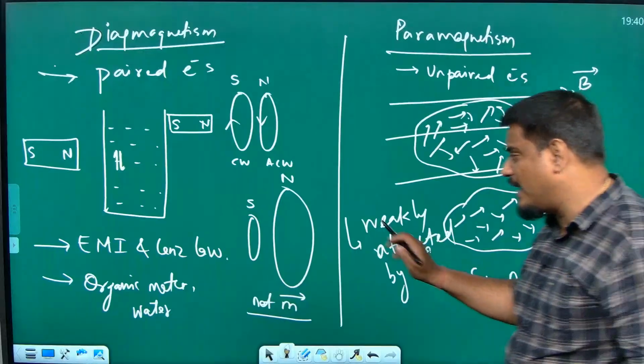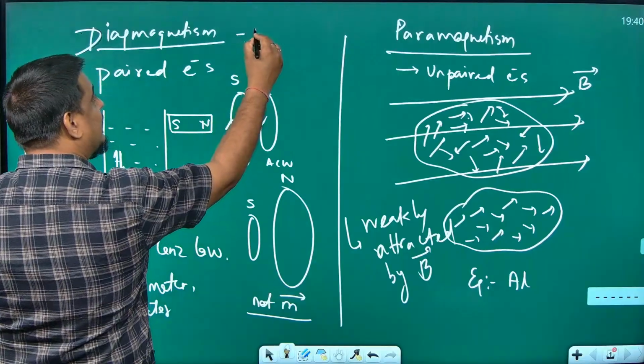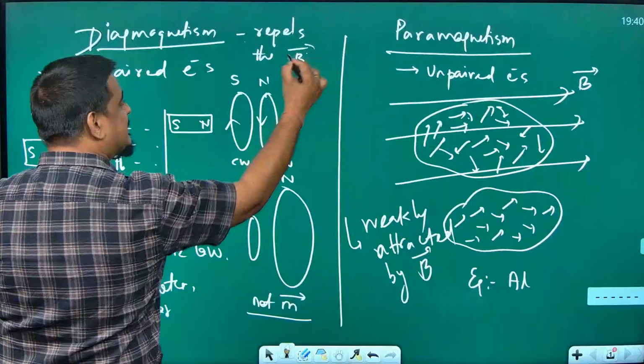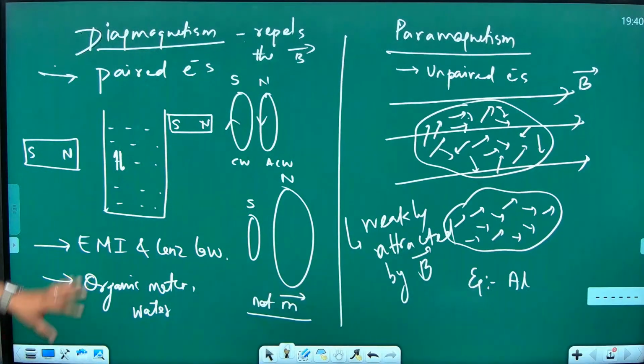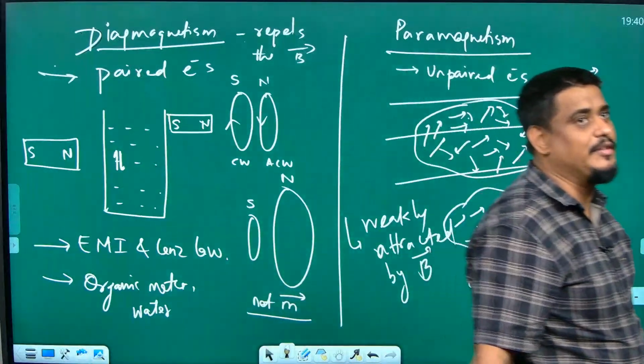Whereas in the case of diamagnetism, it is not attracted at all. So if I write one point here, it repels the magnetic field, isn't it? Difference between dia and para, you are understanding? Diamagnetic material is repelling the magnetic field, but paramagnetic material is attracted by the magnetic field.